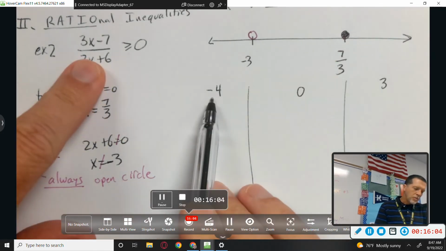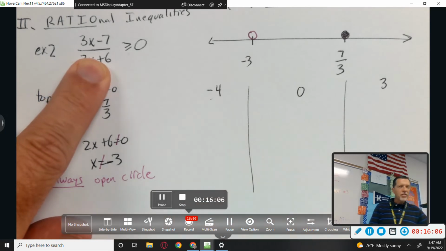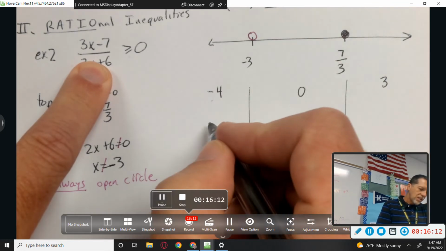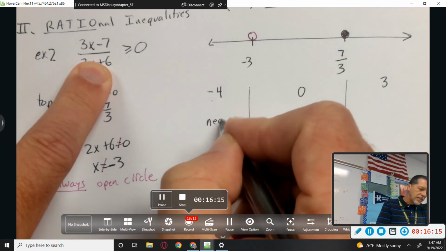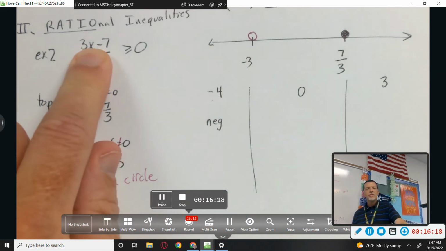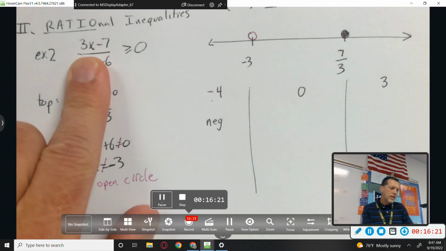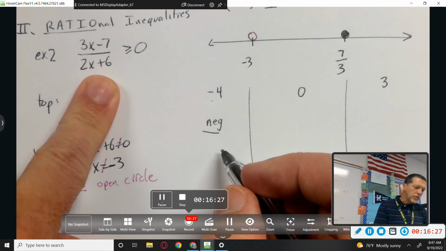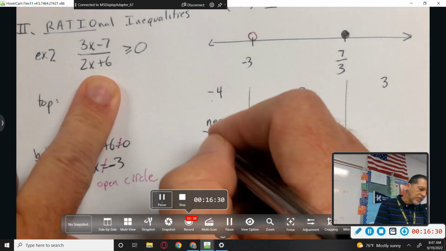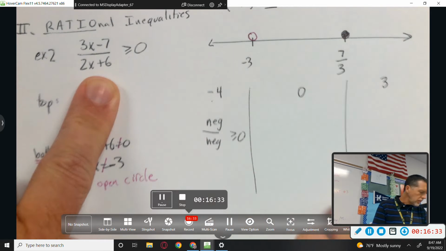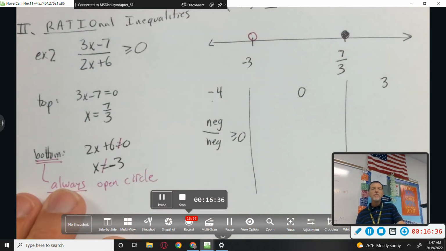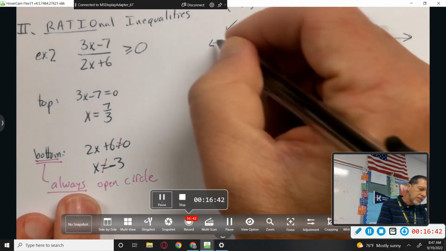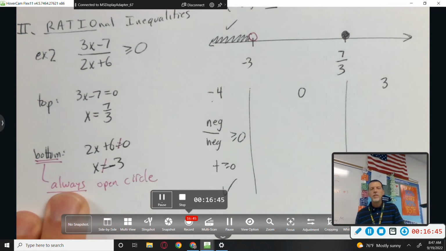So plug in -4. Again, I'm really only concerned about positives and negatives. So 3 times -4 minus 7 is negative. Negative what? I don't care. Negative. 2 times -4 plus 6, that one's a little closer. -8 plus 6 is still negative. And we're trying to see if that's greater than 0. But a negative divided by a negative is positive, and a positive number is greater than 0, yes, that's true. So that works.